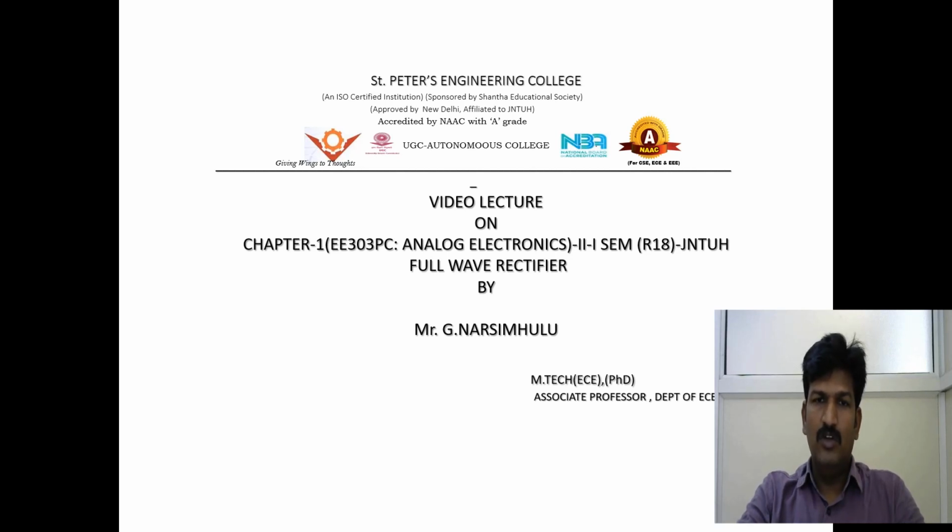In the last video lecture, we discussed the half wave rectifiers. In that, we derived some parameters related to the analysis of the half wave rectifier, like how to get the DC voltage and DC current, form factor, ripple factor, transformer utility factor, efficiency of the rectification, and percentage of regulation. All these parameters we discussed and derived in the last class.